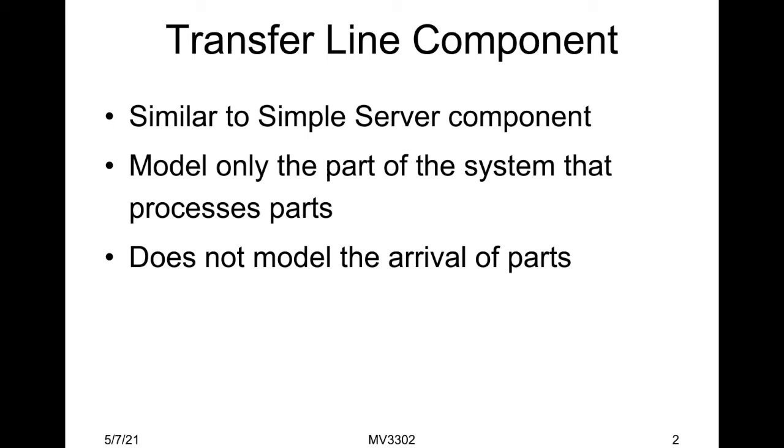It's exogenous to it. And so with the simple server component, remember, we said, well, we have this arrival process thing, let's just stick with that and then only do the pieces associated with the server. And now we're going to do that for the transfer line. In other words, we're going to model only the part of the system that actually processes the parts. Now, we're not going to model the arrival of parts, but that opens up something which is important to understand how the sim event listening stuff works.